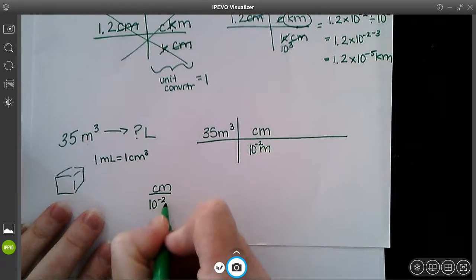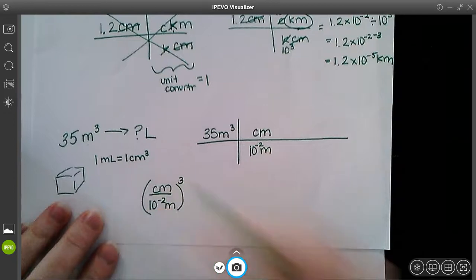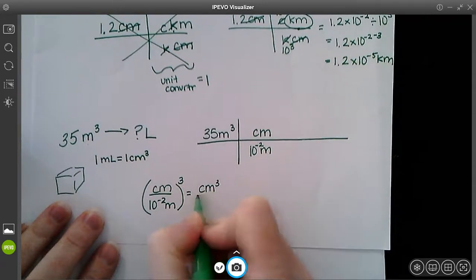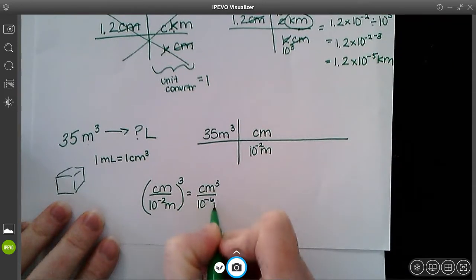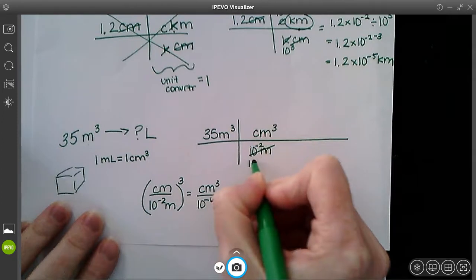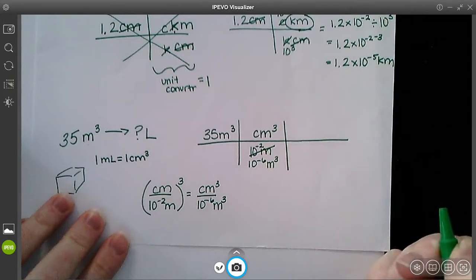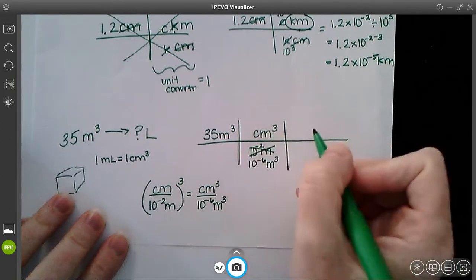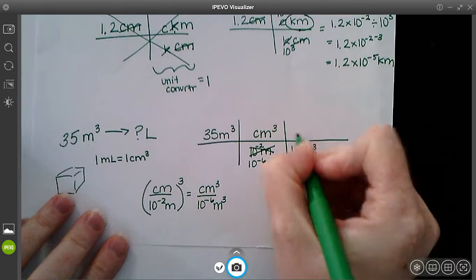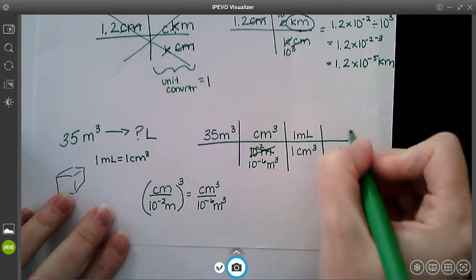What I need to do is a little extra work over here. 10 to the negative 2 meters is the same thing top and bottom. If I cube everything, then it's still the same thing top and bottom. This is going to be centimeters cubed over 10 to the negative 6 meters cubed. Once I'm in centimeters cubed, I know that 1 centimeter cubed is the same thing as 1 milliliter. Then I can get rid of milliliters and go to liters.